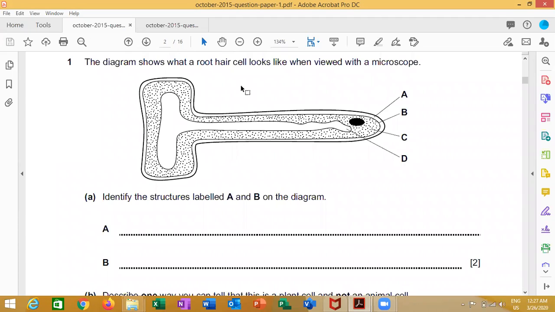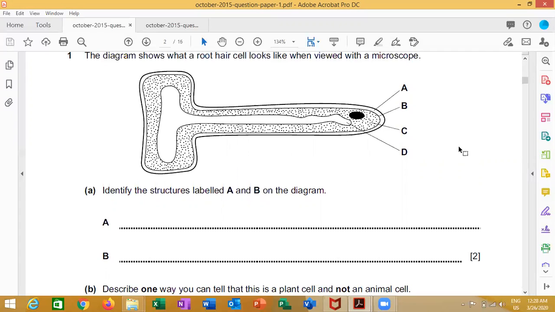Here this diagram shows us a root cell. He wants you here to write the name of the labelled part. Let's start with letter A. Here it is pointing to the first wall. Why? Because it didn't reach the second one. So here we should write cell wall. The second one, letter B, is cell membrane because he's pointing to the second wall.